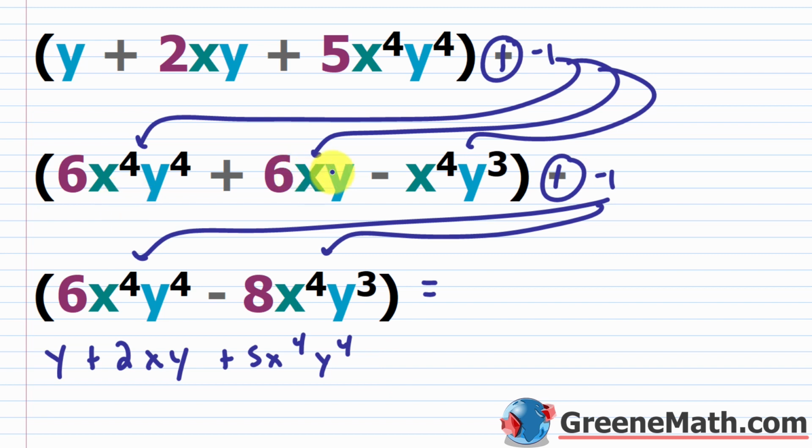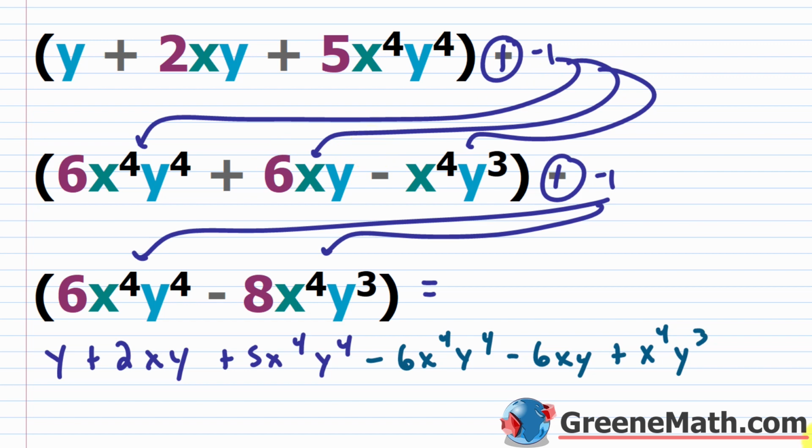Then for this guy, I'm changing the sign of each term. So this will be, and let me change the color here, minus 6x to the 4th power, y to the 4th power. I'm just changing the sign. Minus 6xy, just changing the sign. And this will go from negative to positive, so plus x to the 4th power y cubed. Okay, so all I did was I changed the sign of this, this, and this. That's what distributing the negative 1 does.